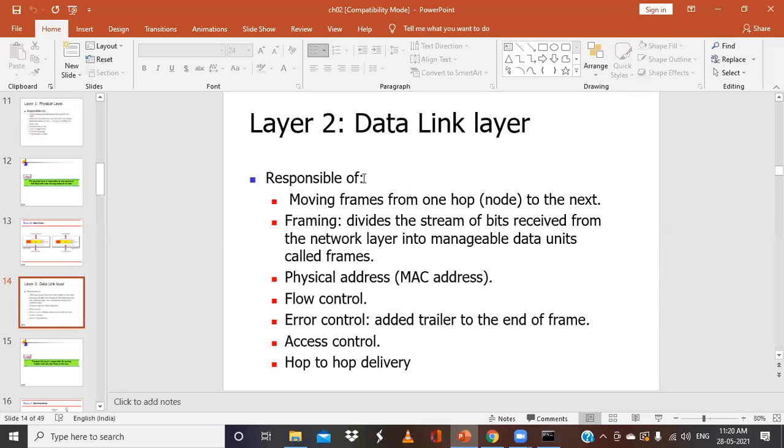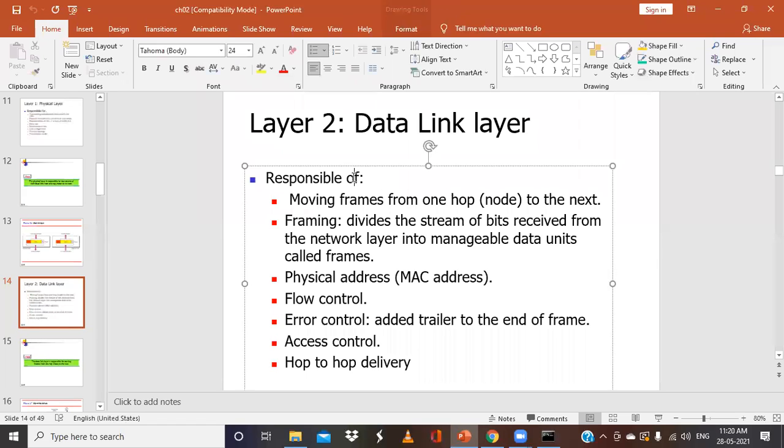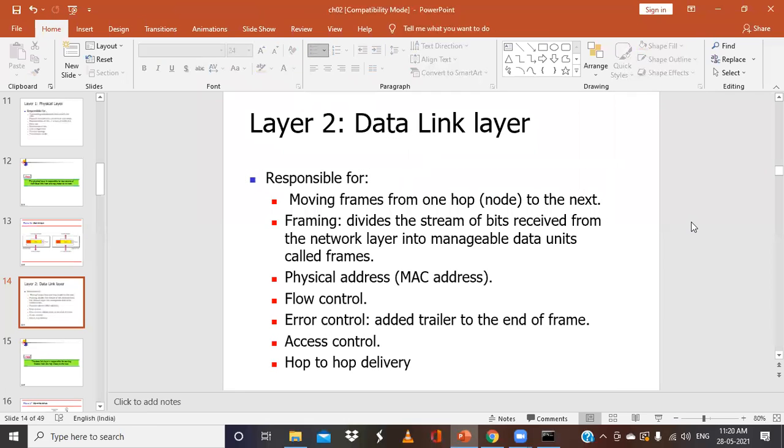So the first responsibility is moving frames from one hop to the next. Whatever bits it has got, it will make them into frames, and it is responsible for transferring or moving these frames from one system to the next system, or from one node to another. So what is the meaning of this framing?